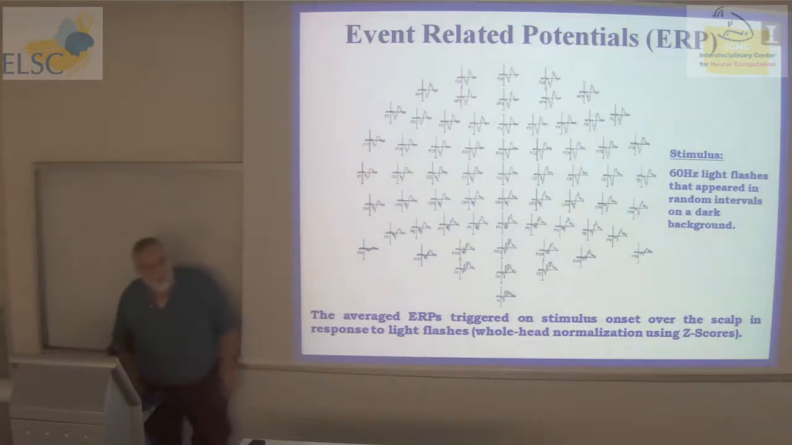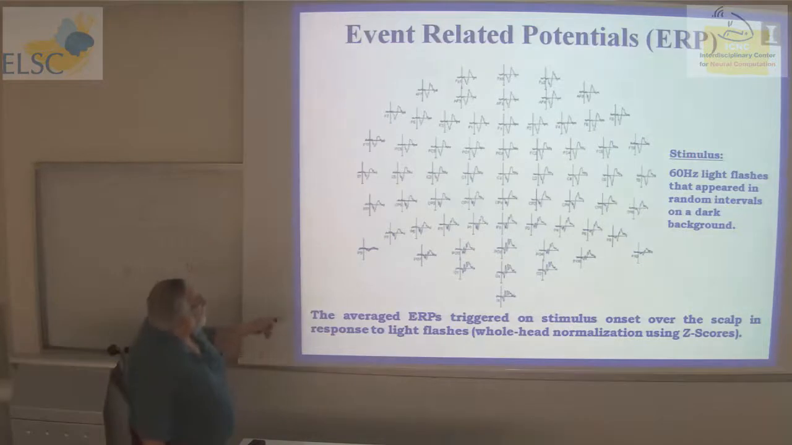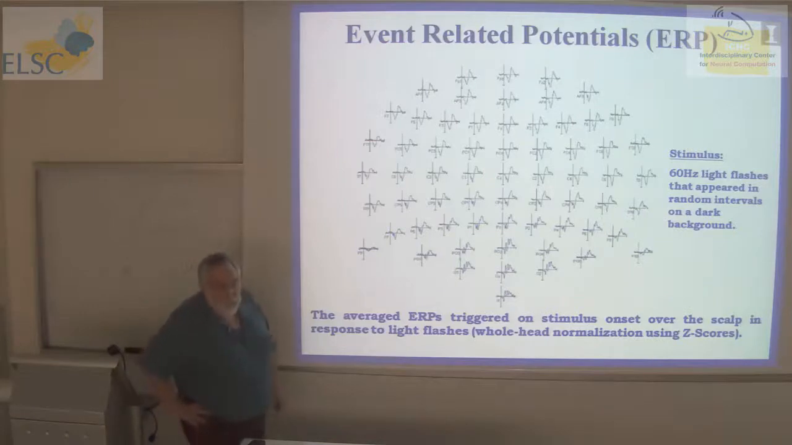So when you get a flash of light, you also see a large wave all over the brain, but this wave has the famous components of N1, P1, and all the other components that people succeed in measuring from the visual cortex and other places in the brain. But altogether, you see that there is a very uniform wave all over the brain.